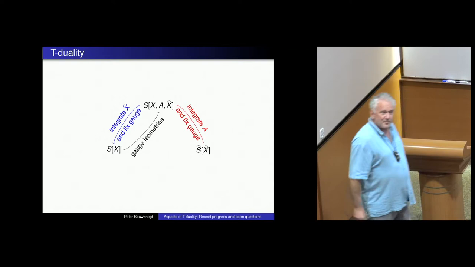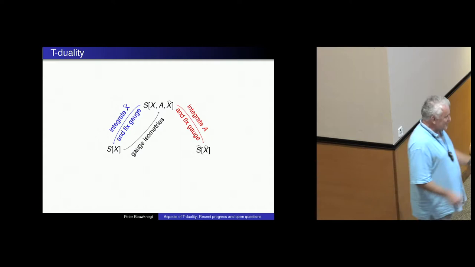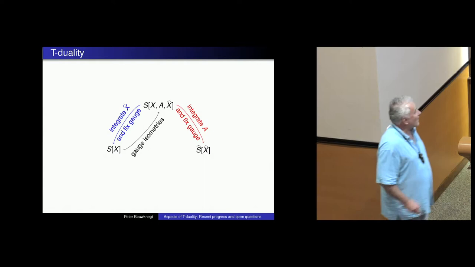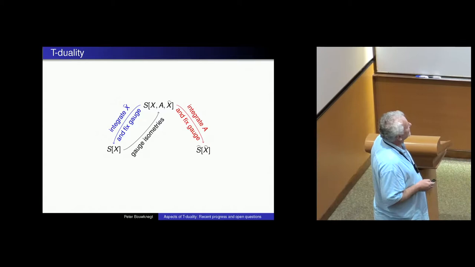So one important open problem is to do this globally, in the case of G bundles, for non-abelian T-duality. I think it's still an open problem, and I think it's very important. But again, I don't have anything to say about this today, so I'll just do things locally.